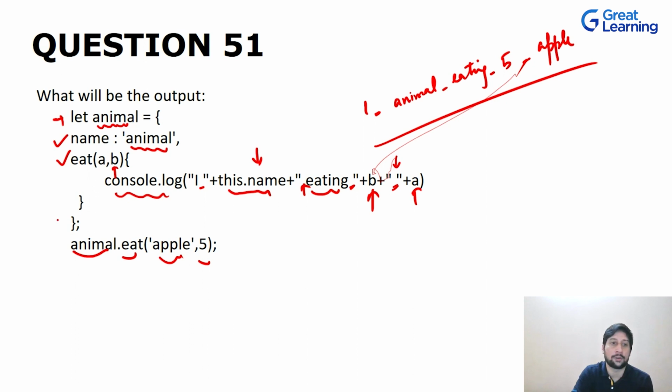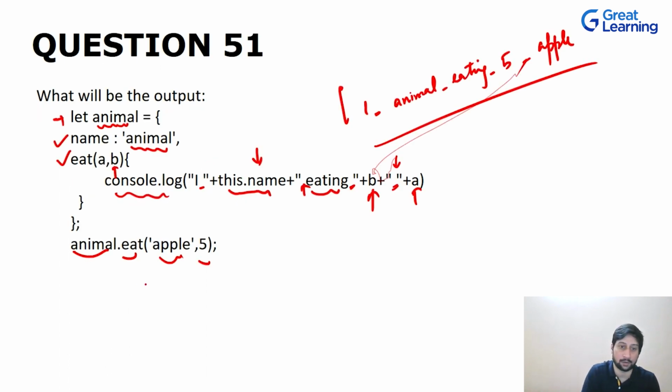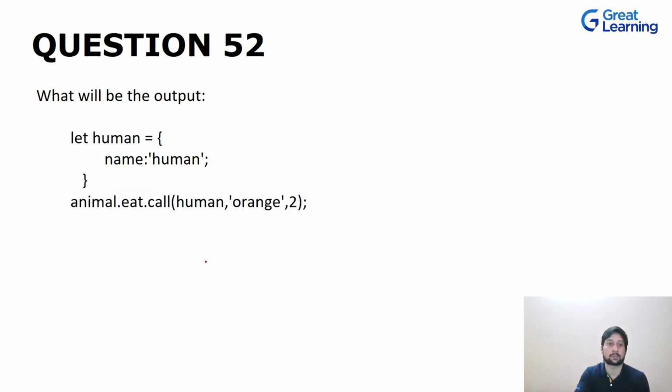This is how you call your property with the help of an object. The object is animal, and the output that you will be getting is "I animal eating 5 apple". The keyword this refers to the current object, and we have used functions and passed in the arguments as well. Okay. Now let's move on to the next question. This is the continuation of the previous question.